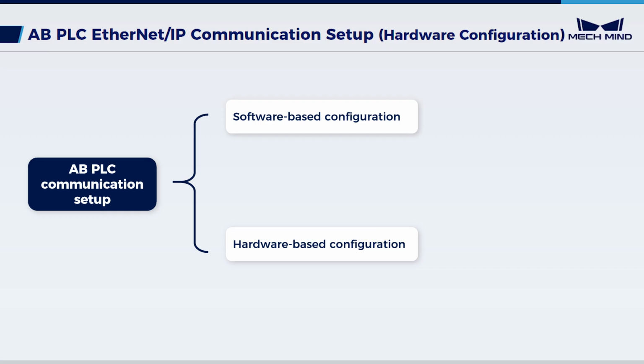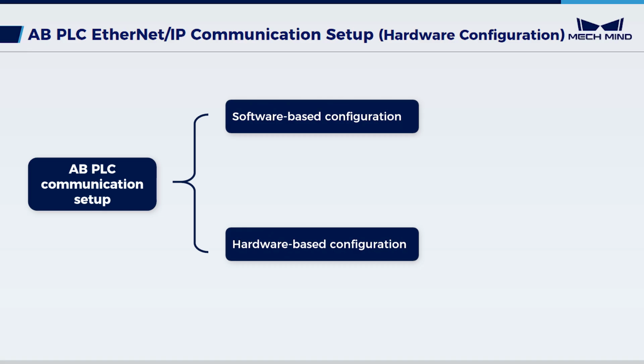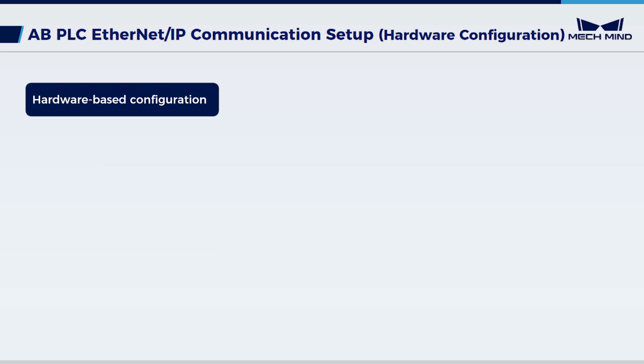Ethernet IP communication between an AB PLC and the Mech-Mind vision system can be implemented in two ways. Choose one that best fits your project requirements. This video demonstrates the hardware-based configuration.